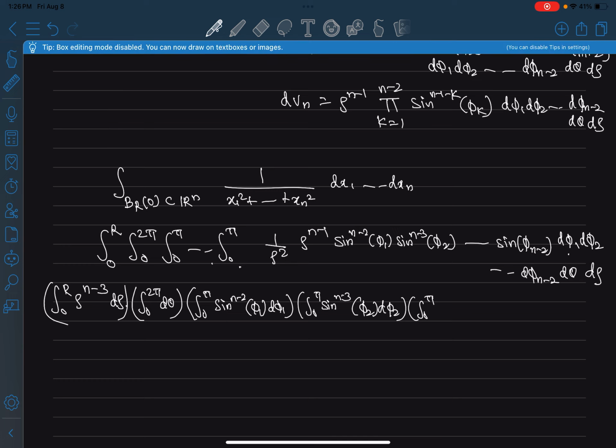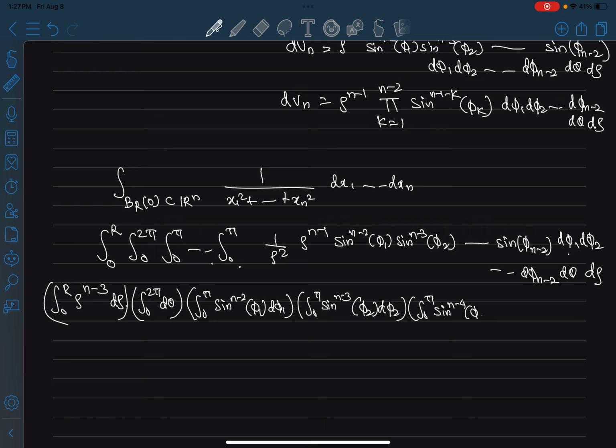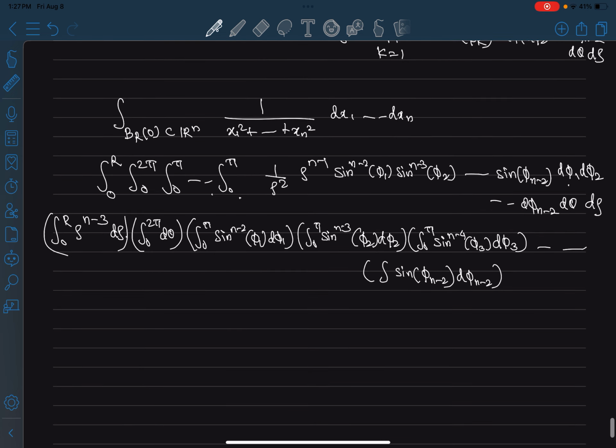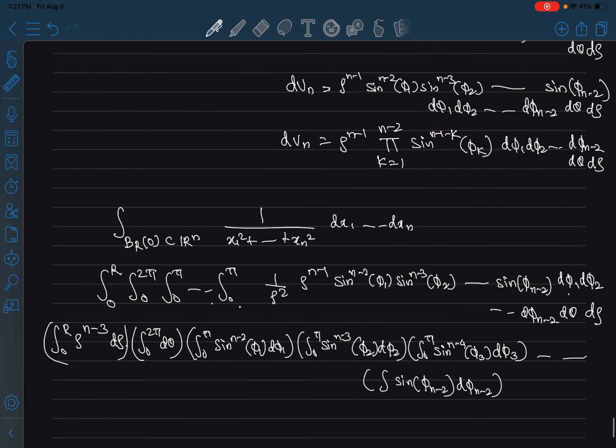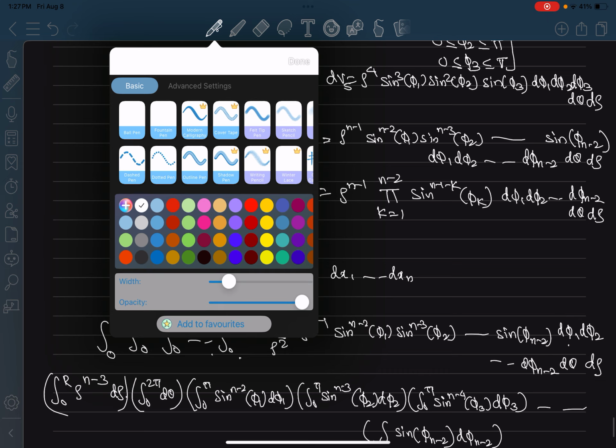You can do this on your own, but let me write again one more. Sine to the power n minus 4 phi 3 d phi 3, right? And the last one will just be the integral of sine of phi n minus 2 d phi n minus 2, and yeah, so that's it, right? Now the first two integrals are easy. Even the third one is easy if you actually can use the gamma function. Let me just write the formula over here.